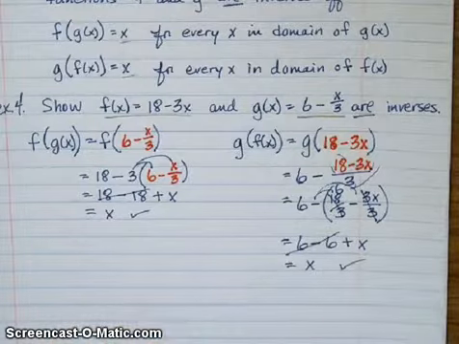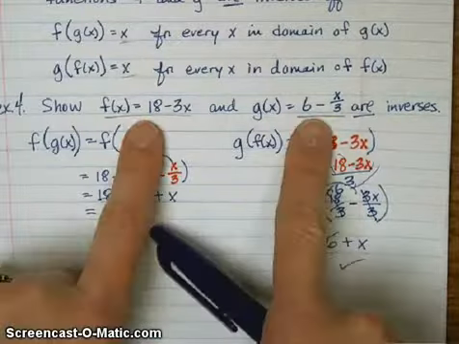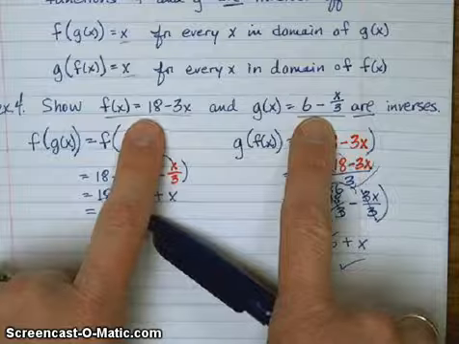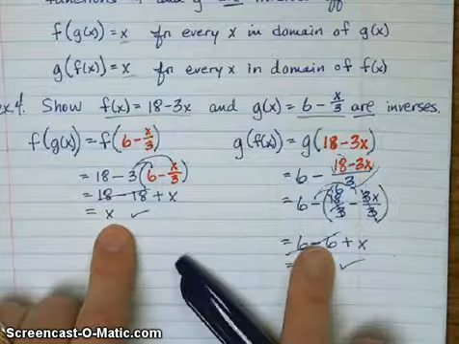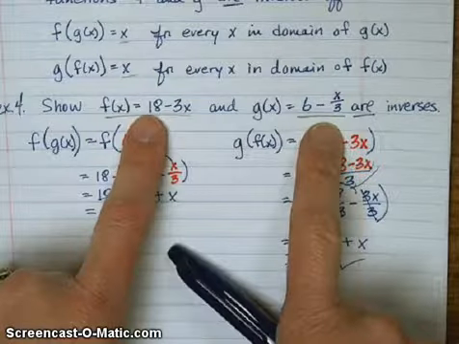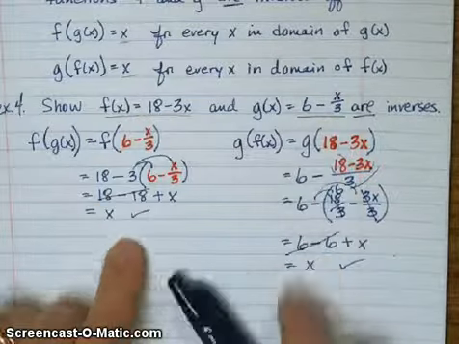We proved that these two functions are inverses of one another, because we were able to prove it with the compositions. You could have graphed them as well and shown that by graphing, but you can also show it by the compositions.